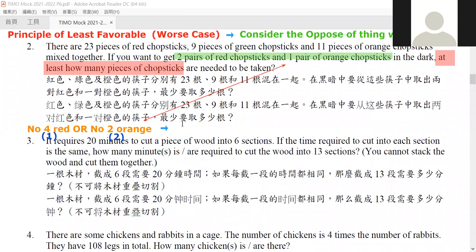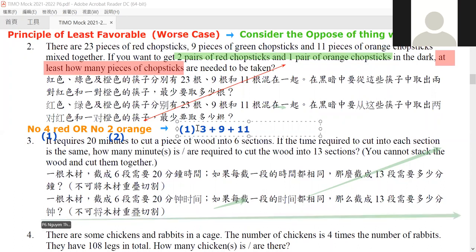Now let's talk about it in the first case. Because it is no four red, which means that the red can have at most three. So you can get as many green as you want, and you can get as many orange as you want. So it means that it has at most 3 plus 9 plus 11, which equals 23.